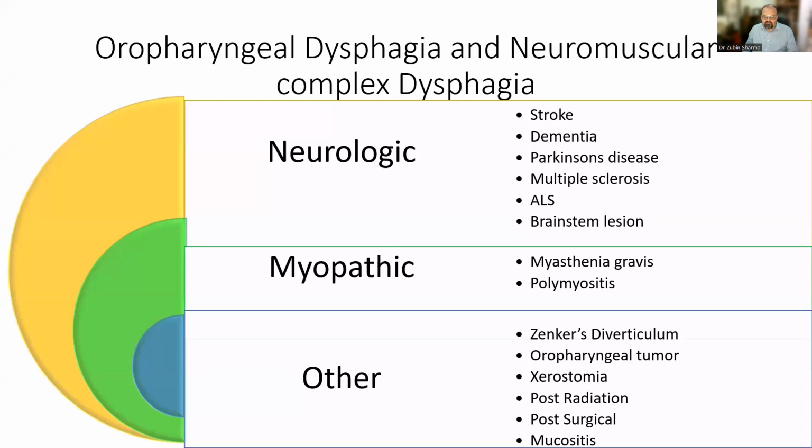We can usually divide them into neurological causes, myopathic causes, as well as structural or other causes. In neurological causes, we see a lot of neurological degenerative disorders like ALS or Parkinson's, and we can also see vascular disorders like stroke, autoimmune disorders like multiple sclerosis, and certain brainstem lesions which can give rise to dysphagia. In myopathic disorders, conditions like myasthenia gravis or polymyositis can also give rise to it.